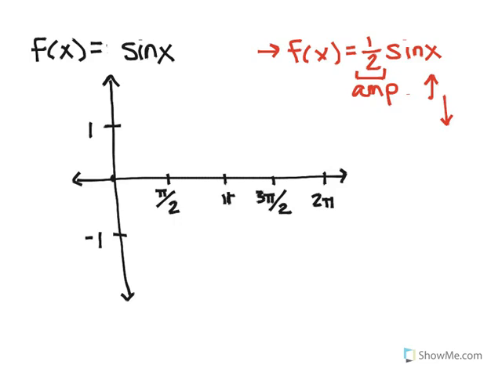So first, let's graph our parent function, which is 0, 0, pi over 2, 1, pi, 0, 3 pi over 2, -1, 2 pi, 0. And we're going to do this, and I'm going to use a dashed line so I don't get confused with what I'm actually supposed to be looking at, which is the red function. All right, there we go.